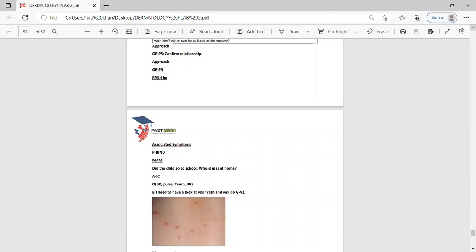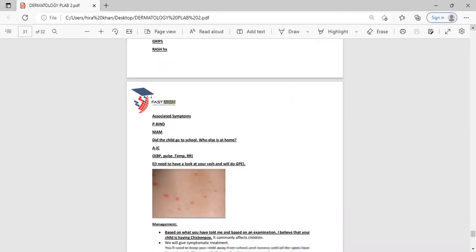Like, can you confirm how you're related to Joshua? And then cover the rest of the history, like all the rash history questions, associated symptoms, then cover the PMH, like previous medical history, allergies, any previous hospitalizations, and any medication she's on. And then ask, is there anybody else who is having a similar problem?